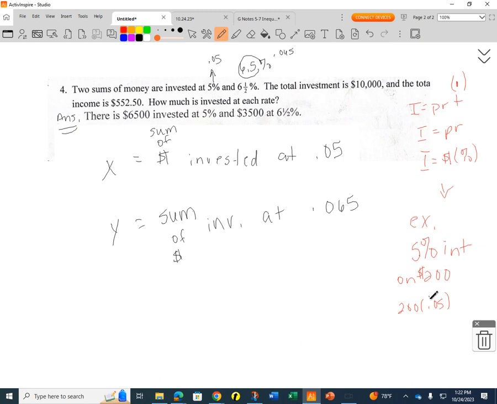So on your calculator, you're going to just take 200 and multiply it by 0.05. I think it's 10, but I always double check my math when I'm standing in front of a bunch of people. Yeah, it's 10. So the interest, remember, is money too, right? So the interest is $10.